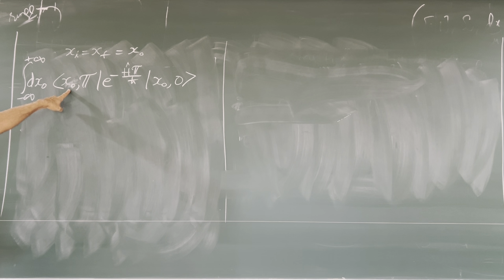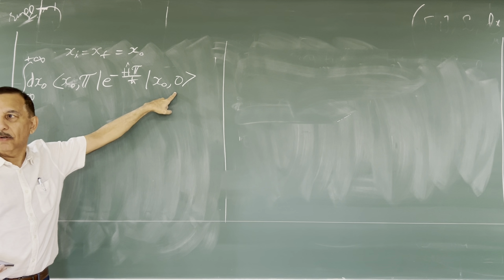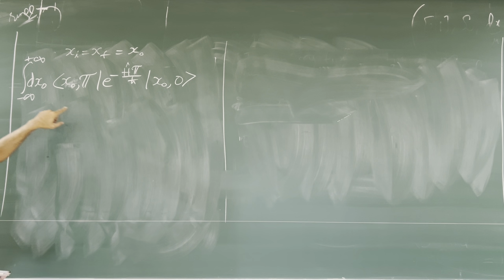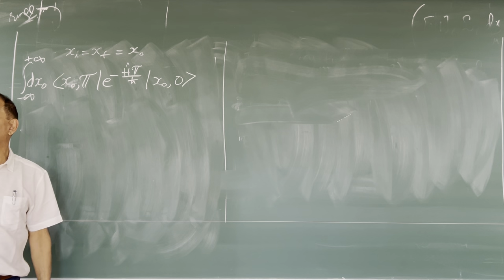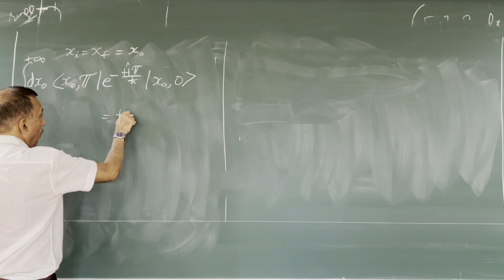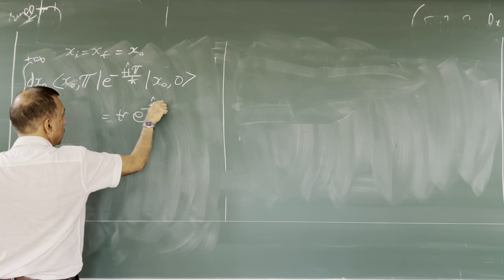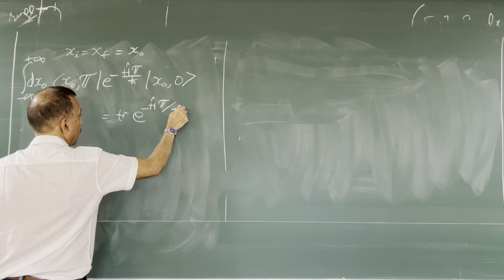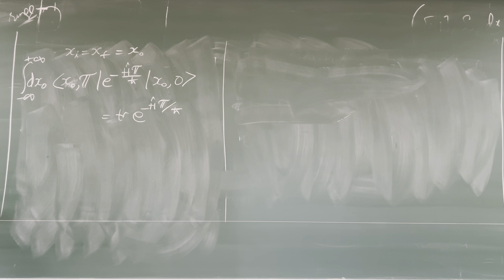Since this is a position space eigenfunction with eigenvalue x0, so is this with the same x0. X0 is continuous, and I'm integrating over it. So actually, what I've done is to take the trace of this operator. And so this is the trace of e to the minus H t over h bar. Let's try to understand why it's the trace.